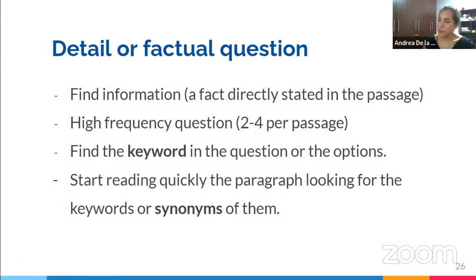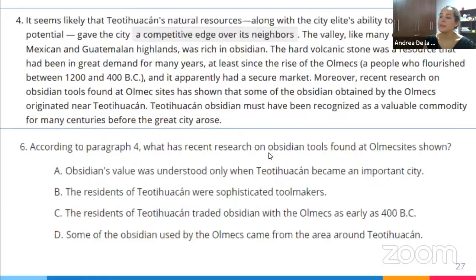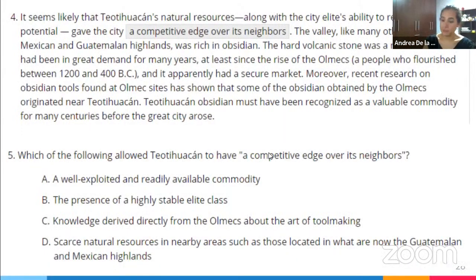Right? Let's see. How do you know that it's a detailed question? Because of the way that it's phrased. If they're asking for what, when, where, how, which, those are detailed questions because they're asking for specific information, right? They're not asking you to summarize anything, to infer anything. They're asking for something specific. So this is an example of a detailed question from the same set about the Teotihuacan.